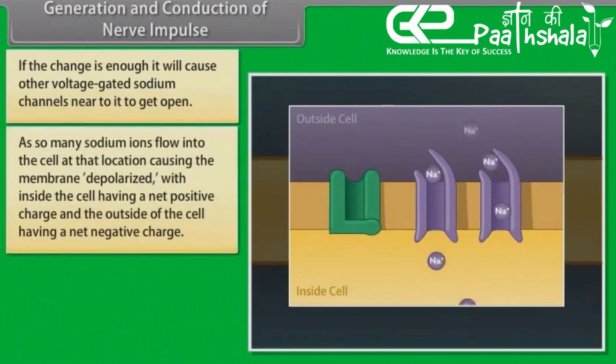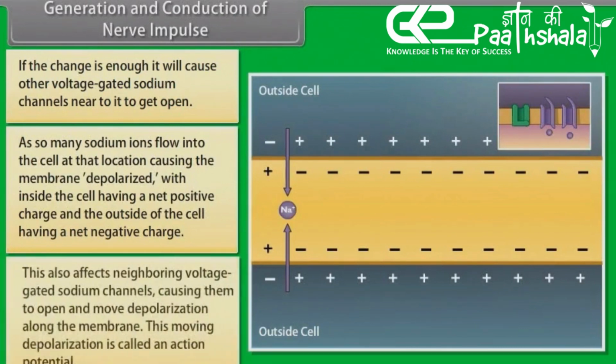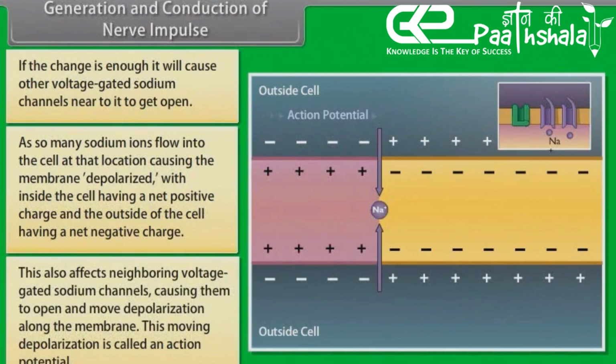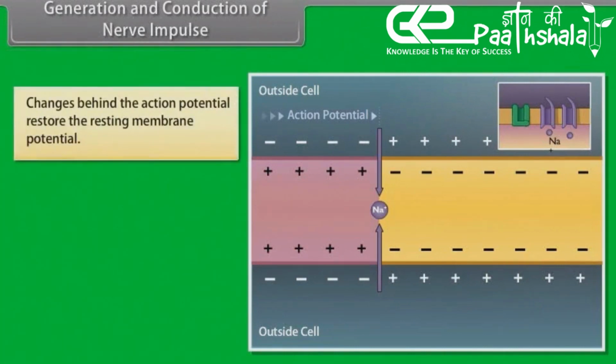As so many sodium ions flow into the cell at that location, the membrane is depolarized, with inside the cell having a net positive charge and the outside of the cell having a net negative charge. This also affects neighboring voltage-gated sodium channels, causing them to open and move depolarization along the membrane. This moving depolarization is called an action potential. Changes behind the action potential restore the resting membrane potential.